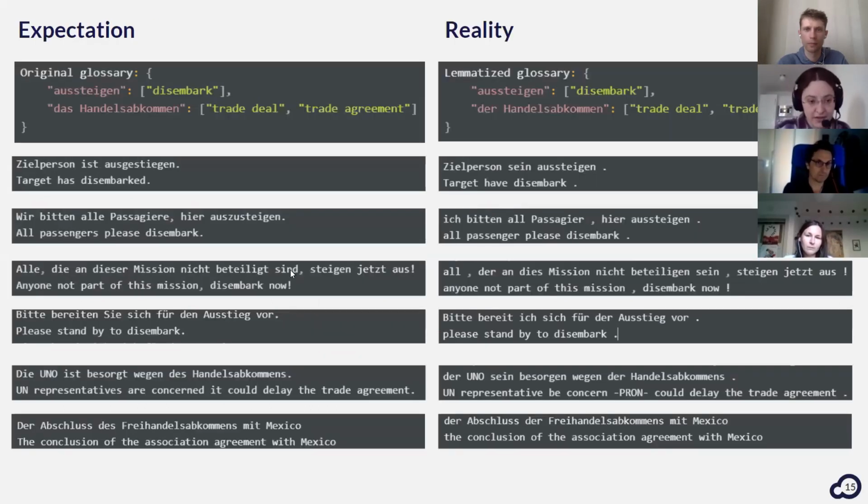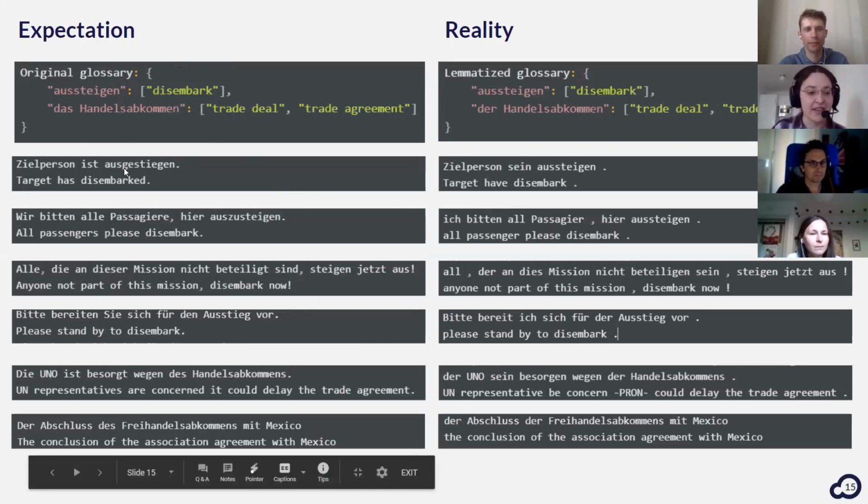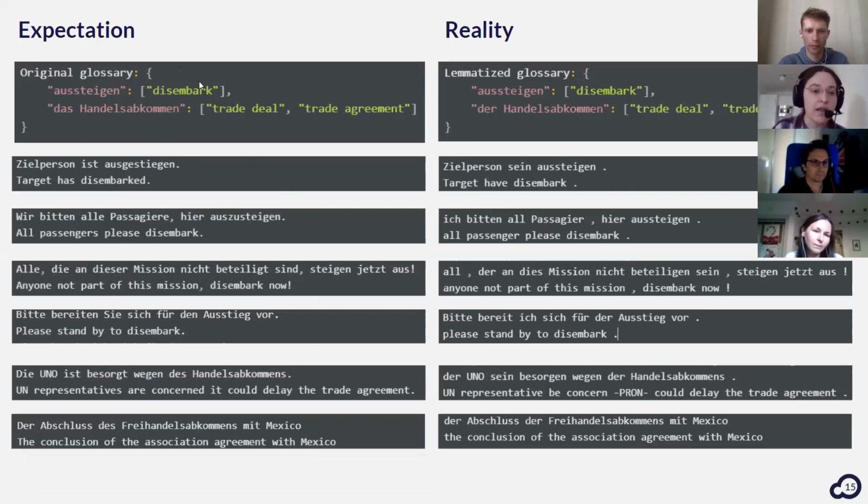So I know this looks like a lot, but bear with me. On the left-hand side, I have an example of an original glossary, like a little mini glossary here in German to English, with some sentences in German and their English translations. For example, I have aussteigen, which translates to disembark in English, and I have das Handelsabkommen, which translates to two different synonyms in English, trade deal and trade agreement.